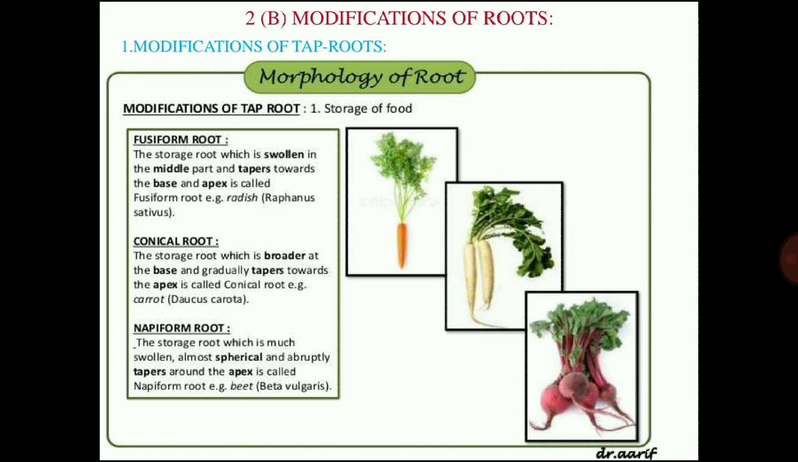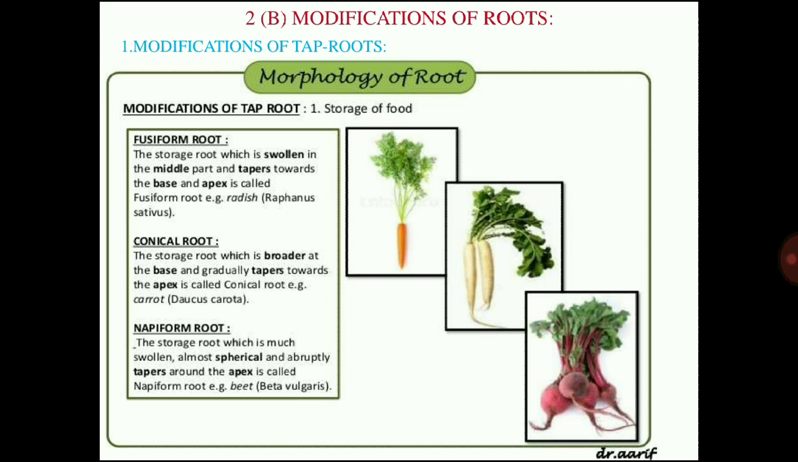Have you ever wondered what those hanging structures that support a banyan tree are? These are called prop roots. Similarly, the stems of maize and sugarcane have supporting roots coming out of the lower nodes of the stem. These are called stilt roots.